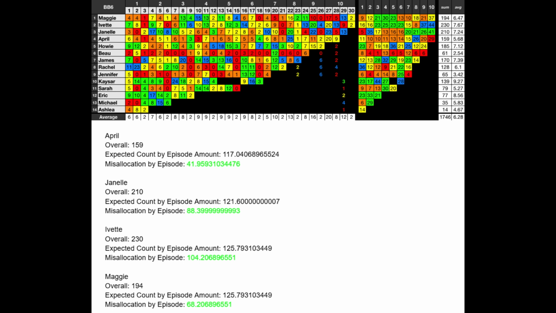Maggie has an overall diary room count of 194, and her expected count by episode amount is 125.79, causing her misallocation by episode to be 68.2, which is a pretty large amount despite her lack of presence.